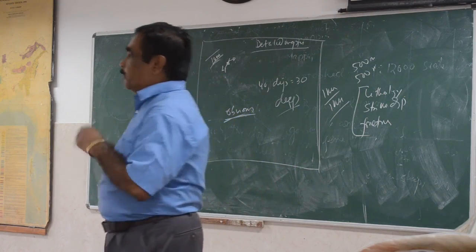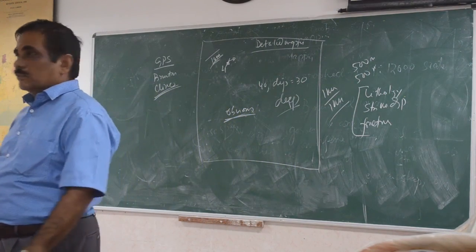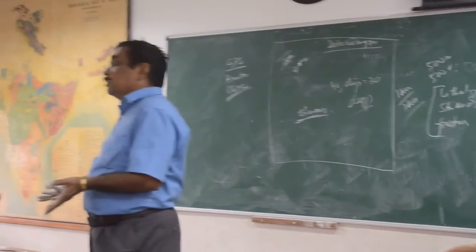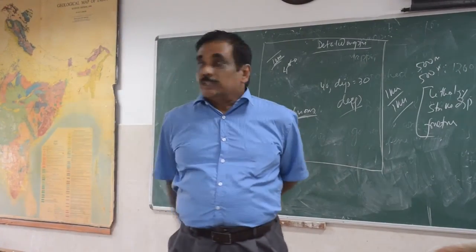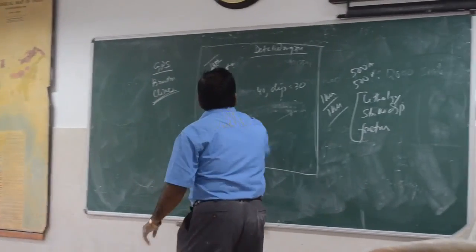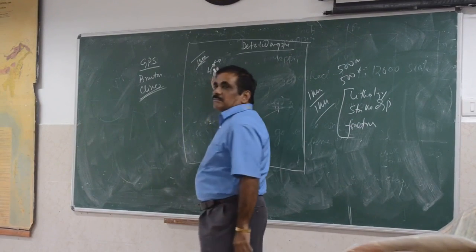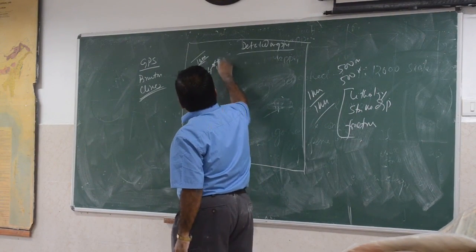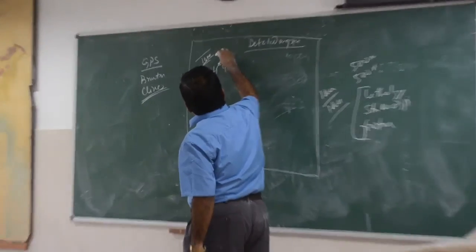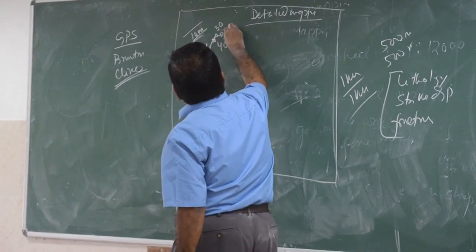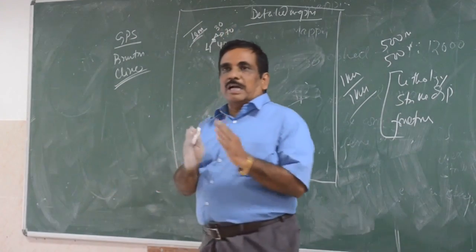Because every time you use a computer, the computer doesn't understand dip, strike. So you should write your data in this manner. There should be 40. Strike value should be 30, lineation in terms of pitch say 70, like this. The data should be complete.